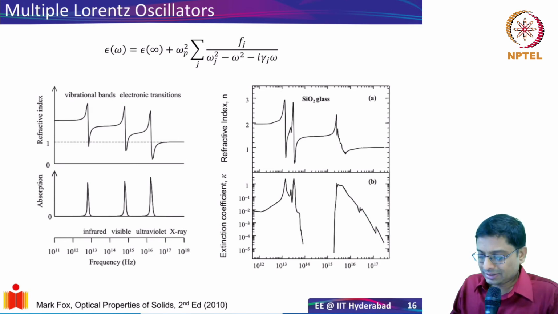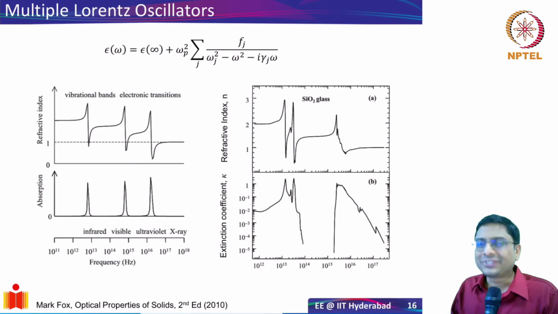So I have already discussed this indirectly. I said that you can have more than one oscillator, and that's what I'm showing here. If you have any material, it's never going to happen that you have one single oscillator. You're going to have multiple oscillators. And how do we deal with that?